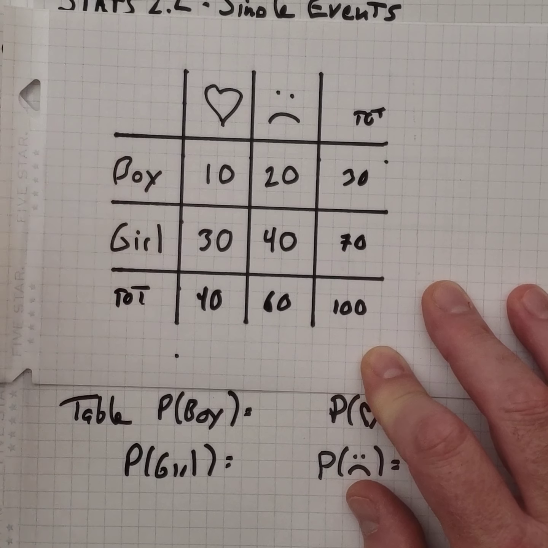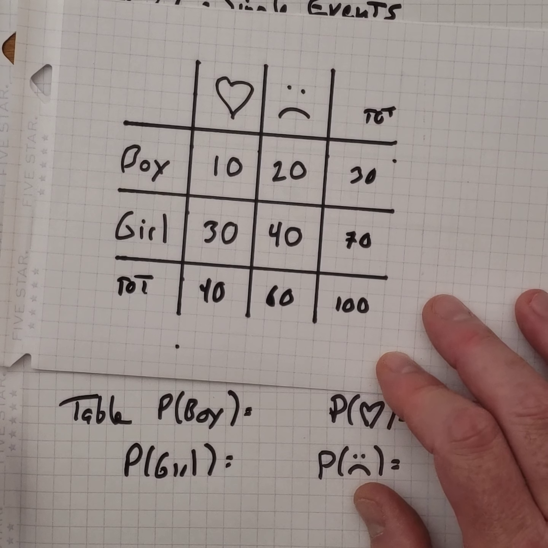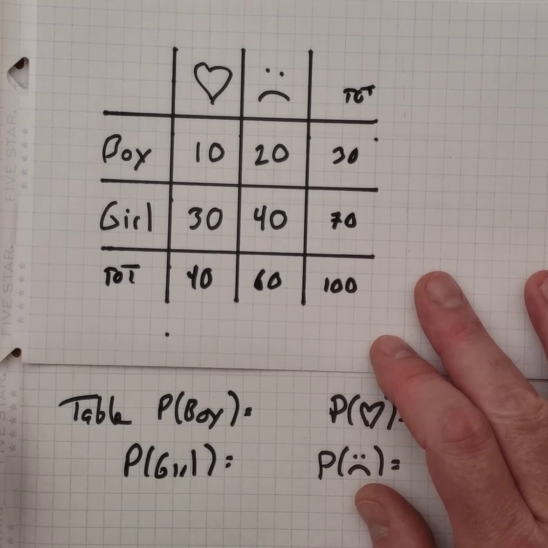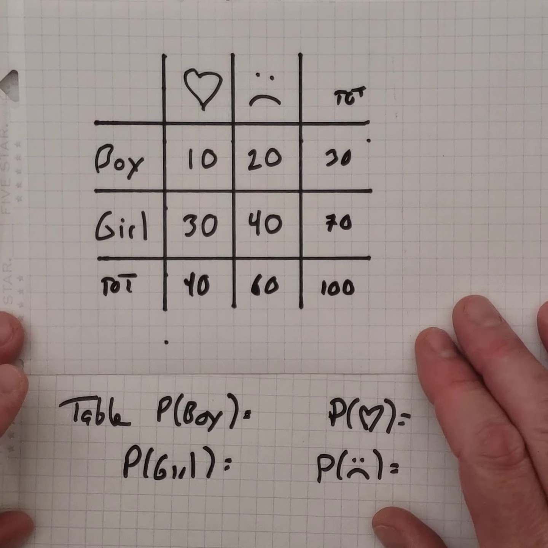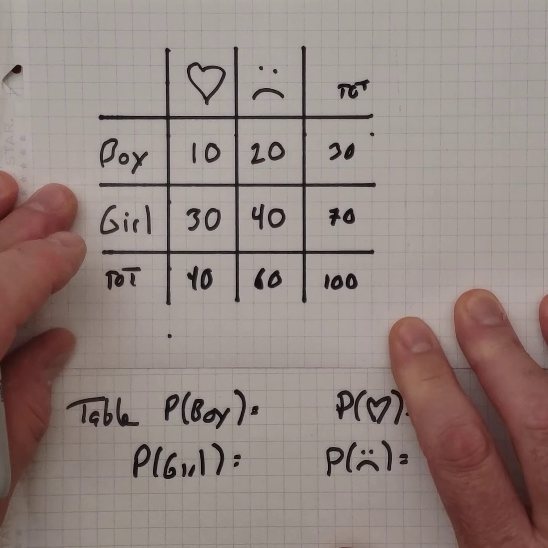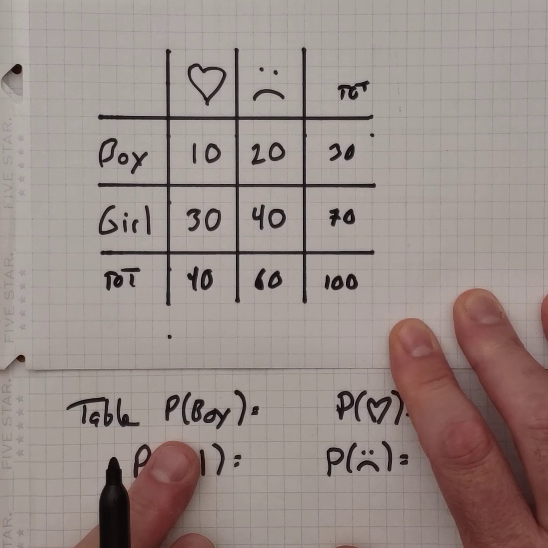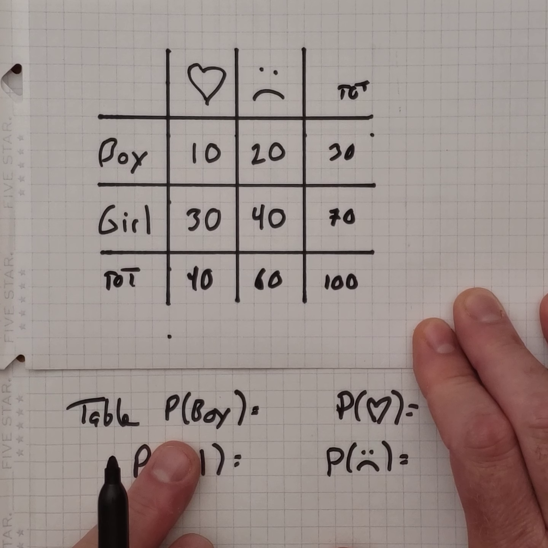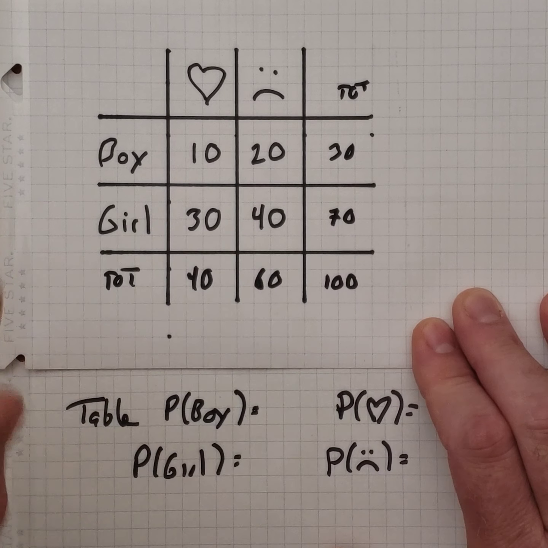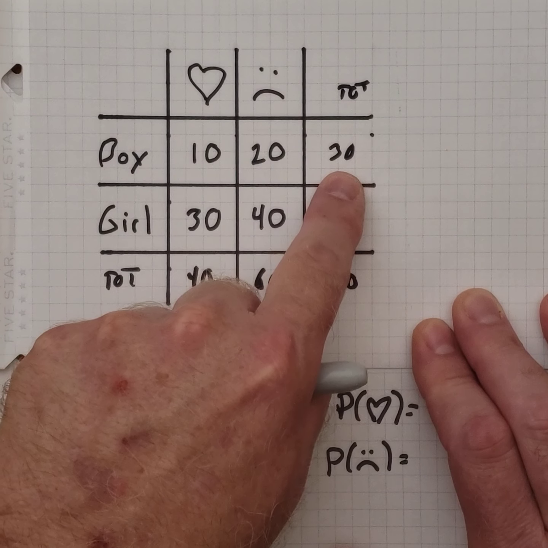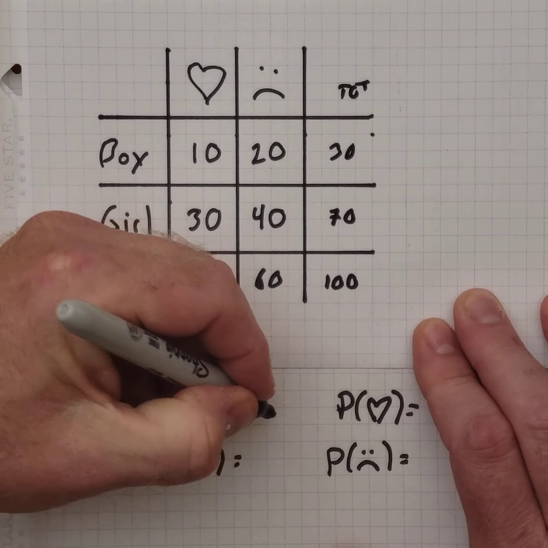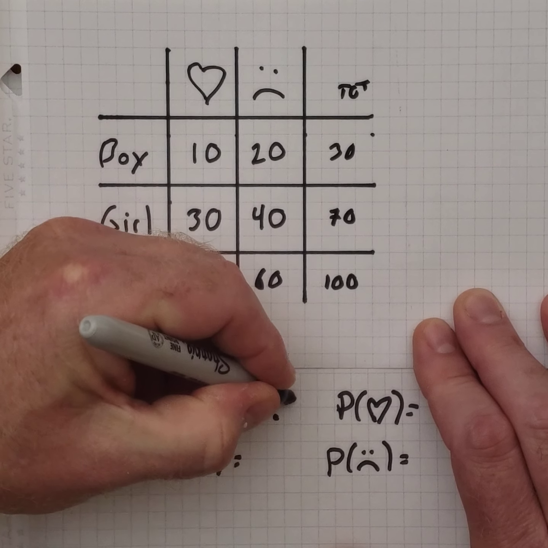Okay, so if you're not given those totals, make sure you fill those in either on paper or in your head, whichever. Now, looking at our table, if I pick a person at random from this population, what's the probability they're going to be a boy? Well, the top row is boys, 30 out of a total of 100, and that's going to be 0.3.